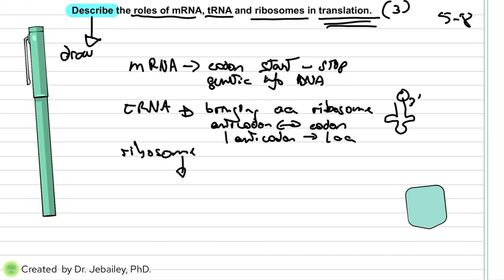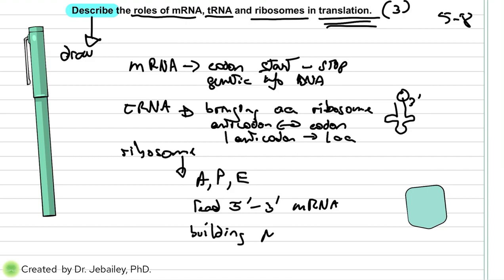And then you have the ribosome. You can talk about the A, the P, and the E sites, what happens in each one of them. And you can talk about how the ribosome is basically reading the mRNA from 5' to 3'. And this way it's building what? It's building the protein. So these are just a couple of things that you can mention as the process goes.